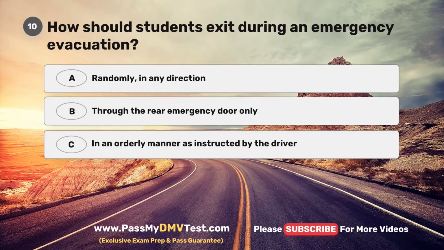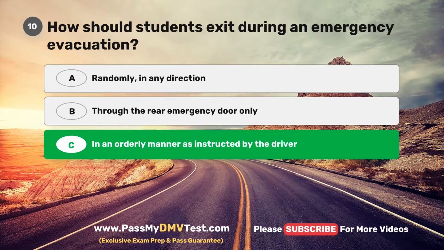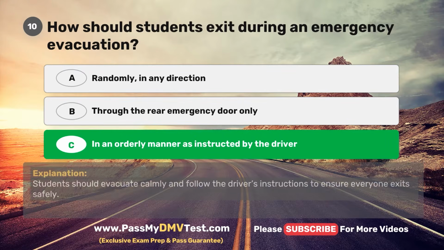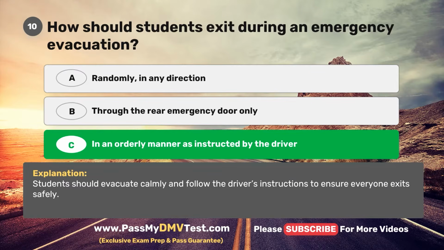Question 10. How should students exit during an emergency evacuation? A. Randomly, in any direction. B. Through the rear emergency door only. C. In an orderly manner as instructed by the driver. The correct answer is C. In an orderly manner as instructed by the driver. Students should evacuate calmly and follow the driver's instructions to ensure everyone exits safely.